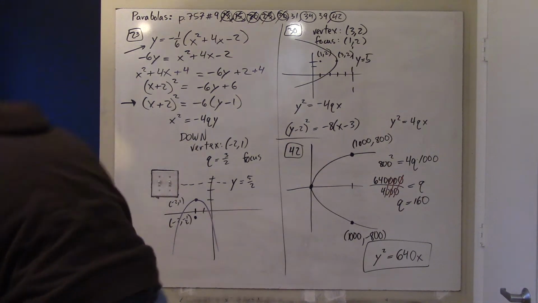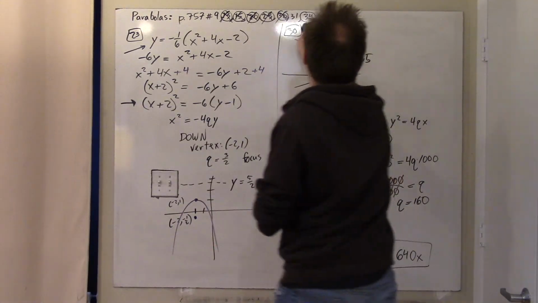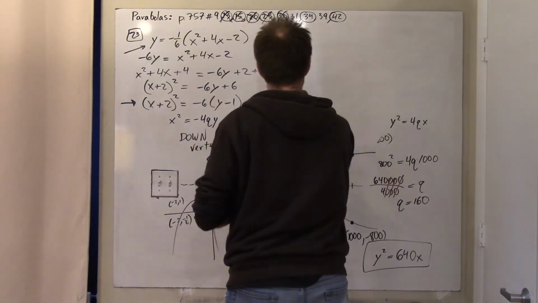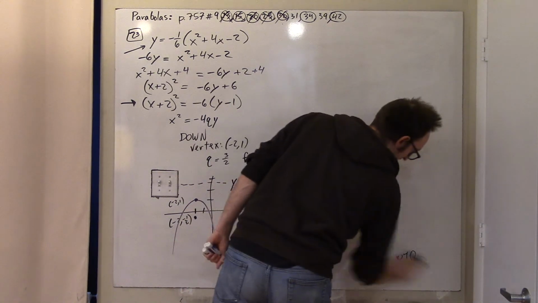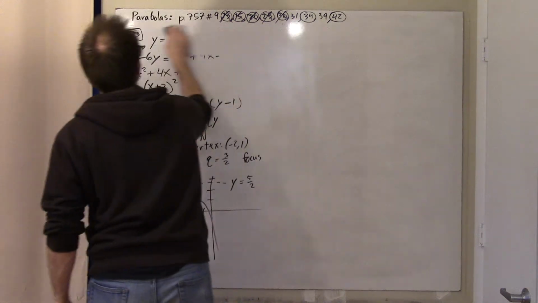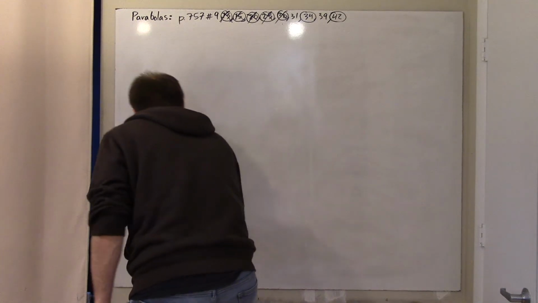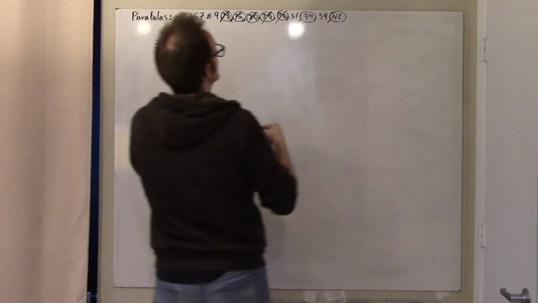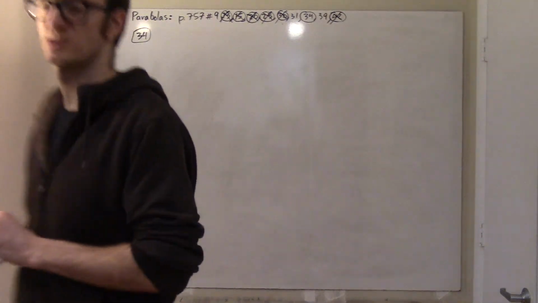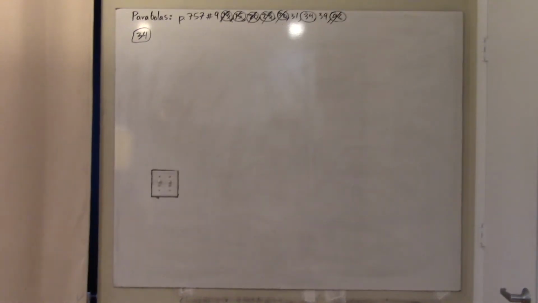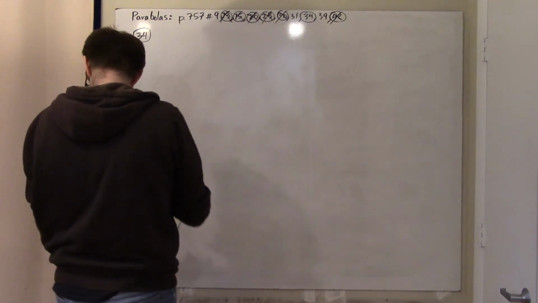Alright, one last problem, which is number 34. Let's do it. This one is a little bit harder, but it's not really a deep problem. It's just algebraically challenging. And it's maybe a little bit of a bad problem, because you can kind of guess a little bit. Okay, so 34, and this will be the last one that we do.